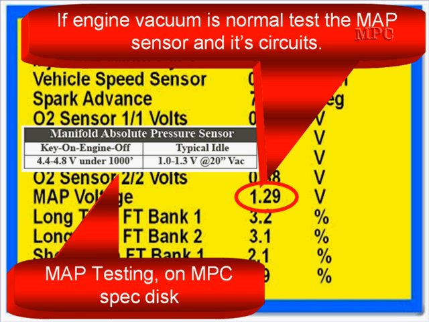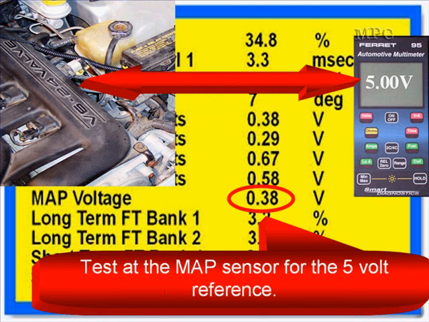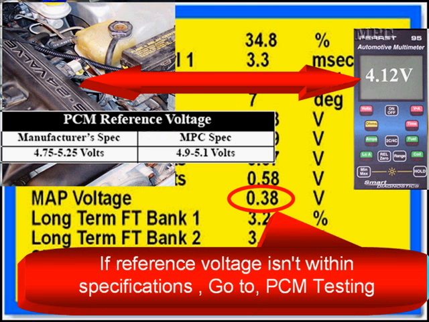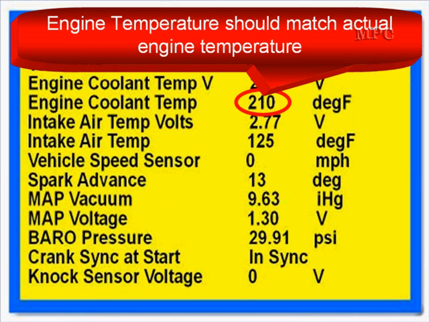If engine vacuum is normal, test the MAP sensor and its circuits. Now, a good helpful tip here is when we tell you to go test the MAP, TPS, ECT, one of these sensors, the sensor testing on the MPC spec disc is what we use. It works out real well. If the MAP voltage is lower than normal, test the voltage reference at the MAP sensor, and test for 5 volts, 4.9 to 5.1 volts. If reference voltage isn't within specifications, go to PCM testing. If reference voltage is within specifications, test the MAP sensor and its circuit.